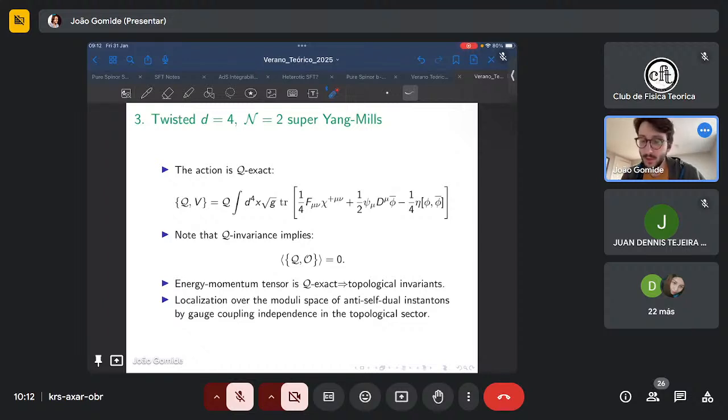So you localize over the space of the instantons, but this is a whole other story, and that's the rest of the dissertation in my master's, which is a review of this work.